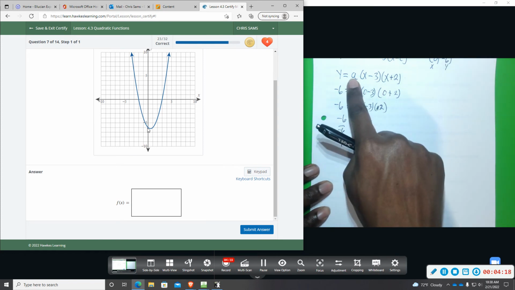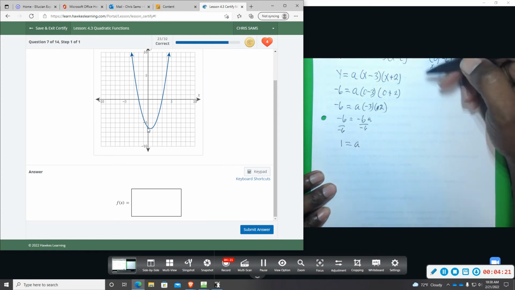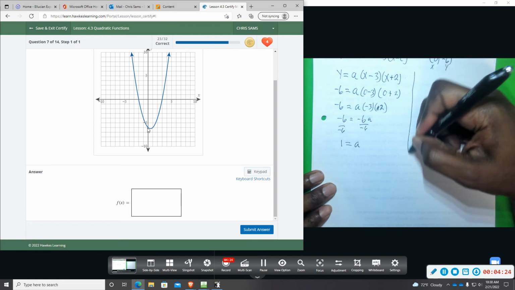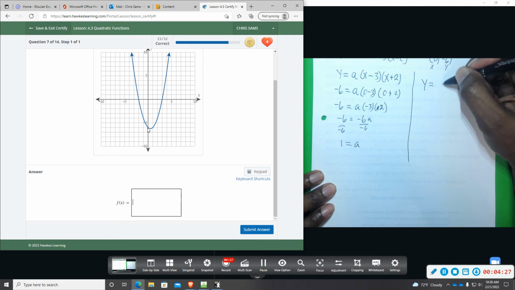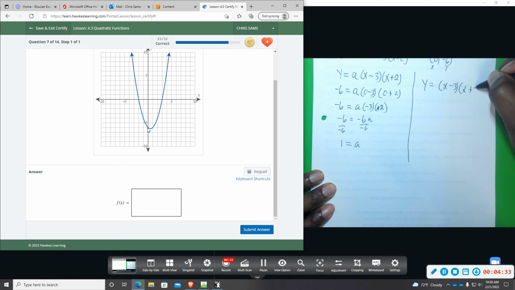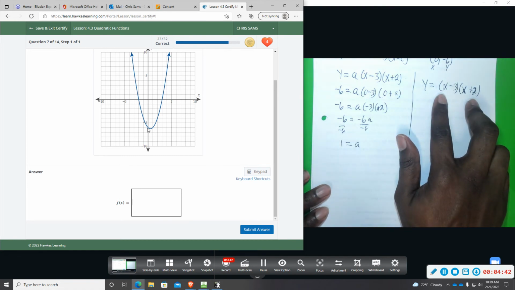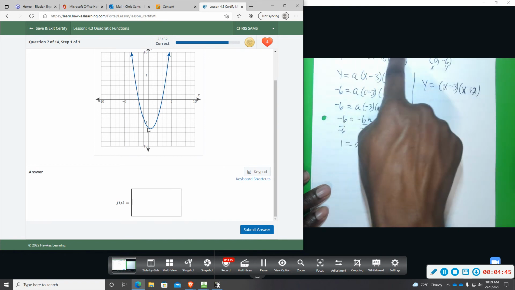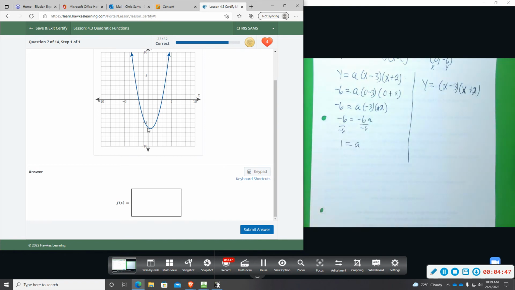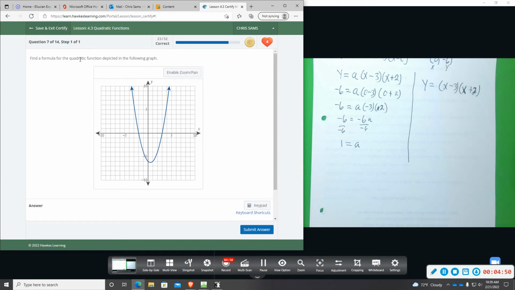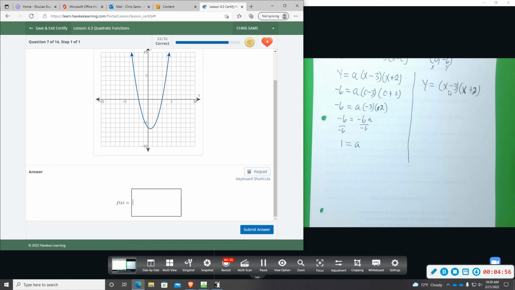So my coefficient here would just be 1. So I can write this in factored form. Your equation is y equals 1, which we don't need, x minus 3, x plus 2. And we can leave it in factored form, or we can simplify it to be in standard form. I don't think they specify. They just want you to write the quadratic function. Okay, so I'm going to leave it in factored form. I'm going to write it as x minus 3, x plus 2.